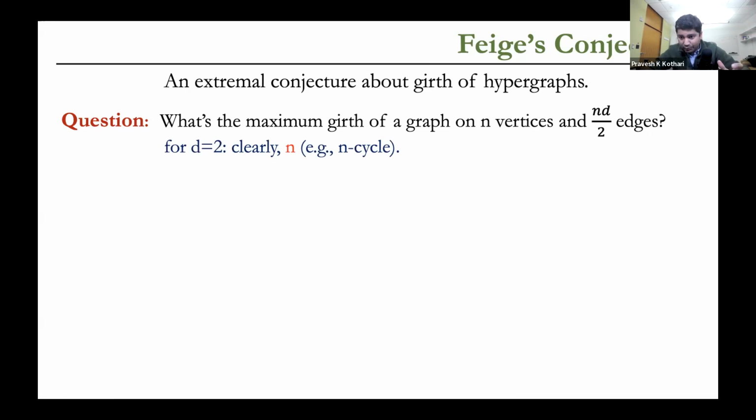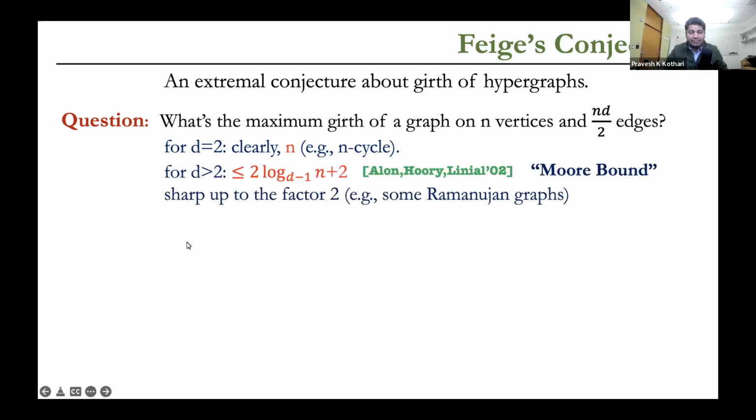Okay. So if d equals 2, then I have n edges. I can certainly take one giant cycle and that would be a girth of n. But it turns out that if you make the average degree even a little bit larger than 2, there is a log length cycle in the graph. So there's a sharp drop from n to log n.